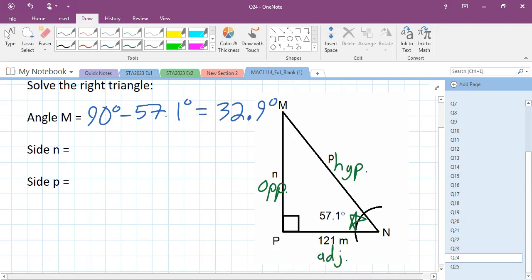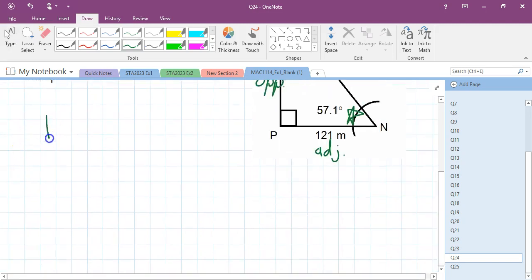So now we can start figuring out which trig functions to run. Because remember, I also told you in class that when you do SOHCAHTOA on this, there will be one trig function that just makes no sense because there are too many unknowns. So if I want to look for the side N, what trig function would we use? TOA. So in other words, tangent. So you want to find side N, we're going to run tangent 57.1 equal to what over what? Opposite over 121, or N over 121.